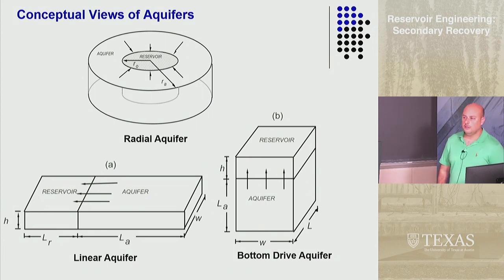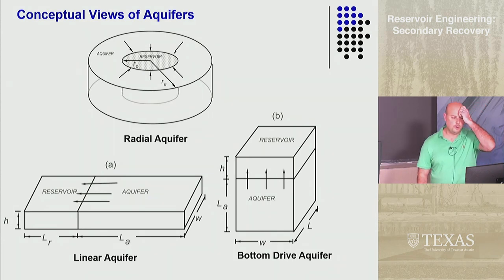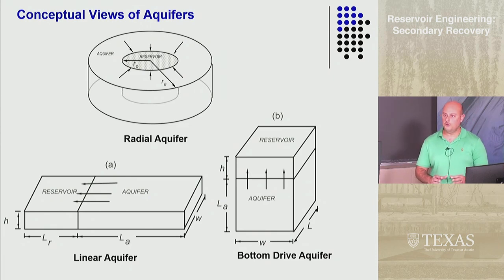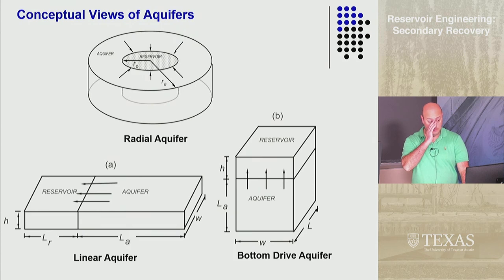So let me talk a little bit about some conceptual views of aquifers. The first one is going to be the one we use the most, and that's a radial aquifer. In that case, you have a circular reservoir and then an outer circle or cylinder, which is the aquifer. Most of the time, I'll actually use R sub E, not R sub O, for the radius of the reservoir, and we'll use R sub A for the radius of the aquifer.